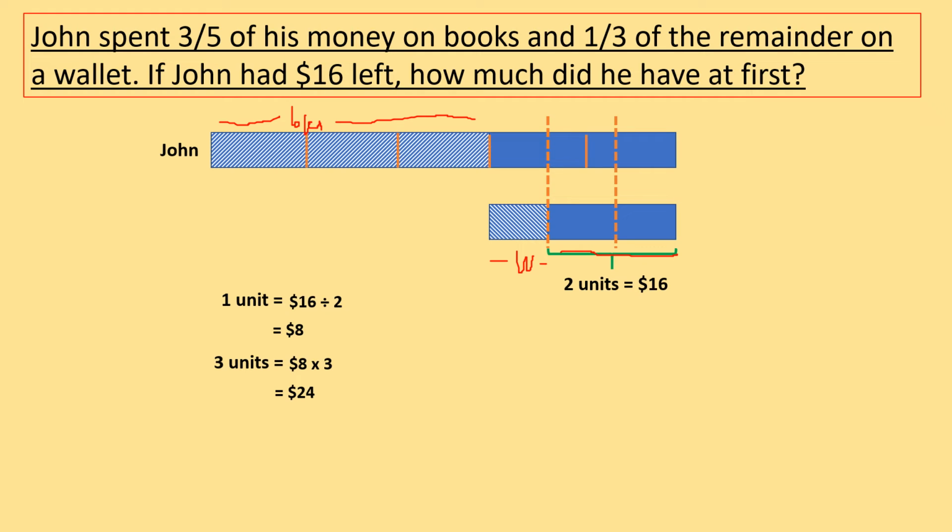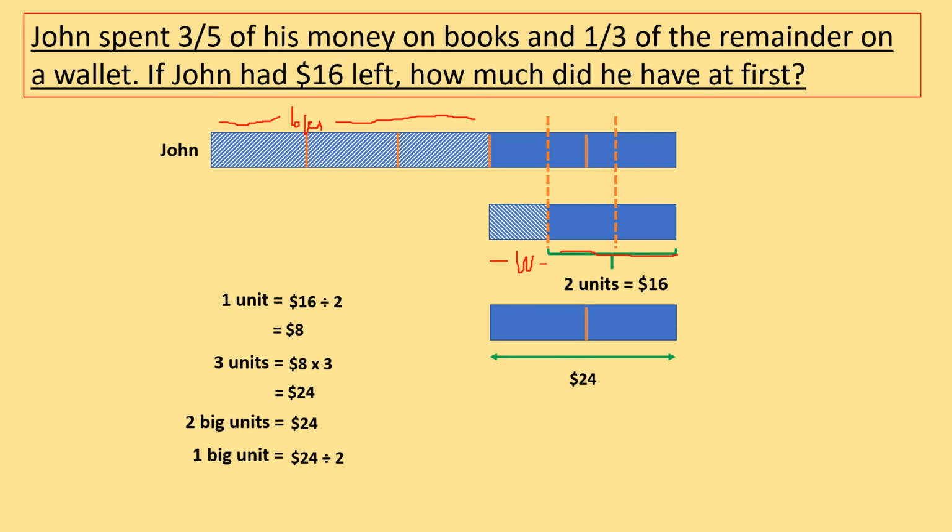So this is 2/5, or you can just call it 2 big units, because these are the small units, and then I can differentiate it and call it 2 big units. They are $24. So one big unit will be $24 divided by 2, which gives me $12. So the amount John had at first will be 5 big units. So 5 times $12 gives me $60.